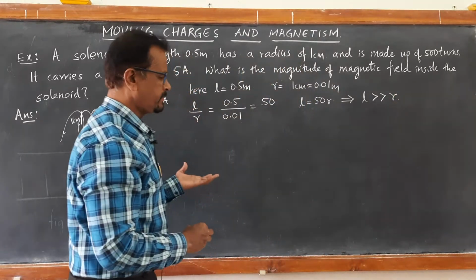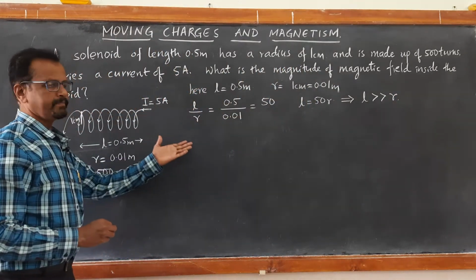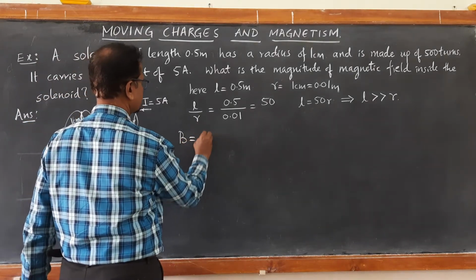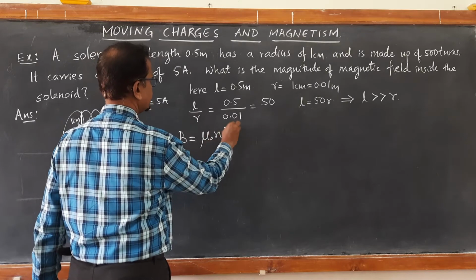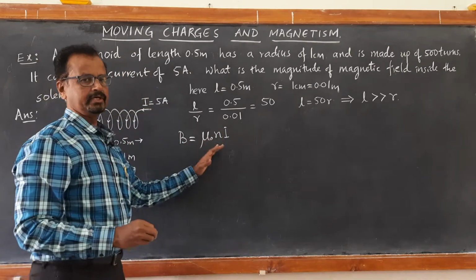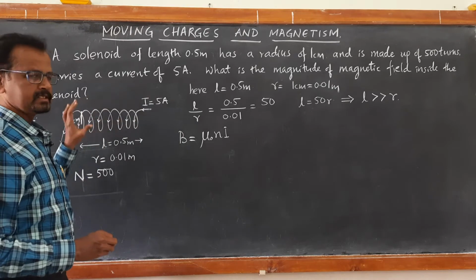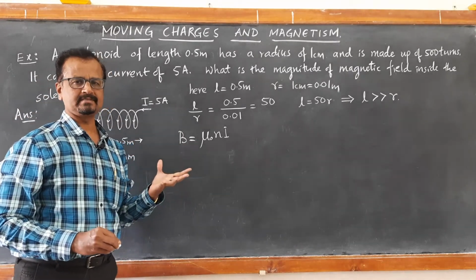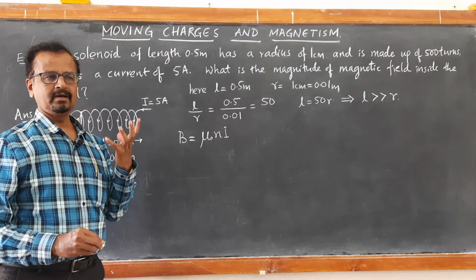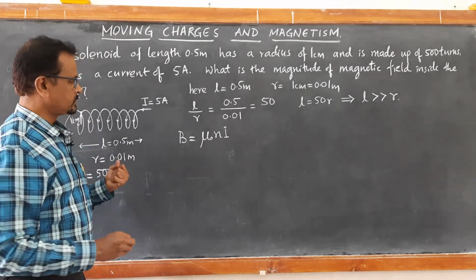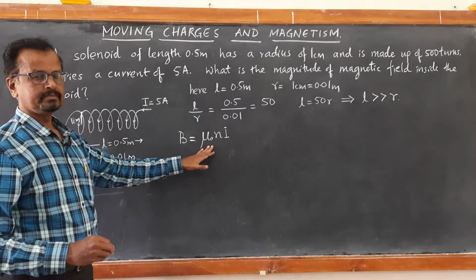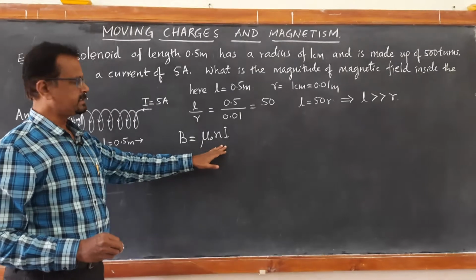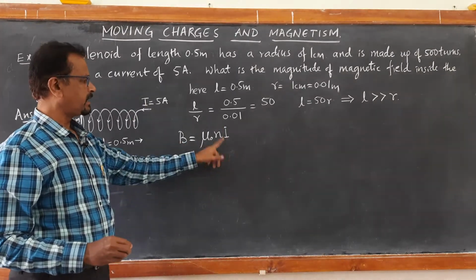Now, we can apply the equation of the magnetic field due to a solenoid. We have B equal to mu naught n I. Unless otherwise mentioned, we need to consider that the space inside is free space. Free space means either vacuum or air. So, we take mu naught, the permeability of free space, and n, the number of turns per unit length, and I is the current.